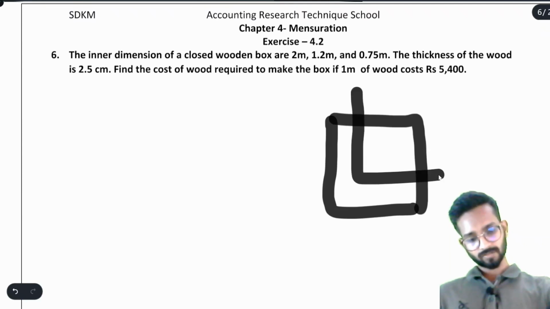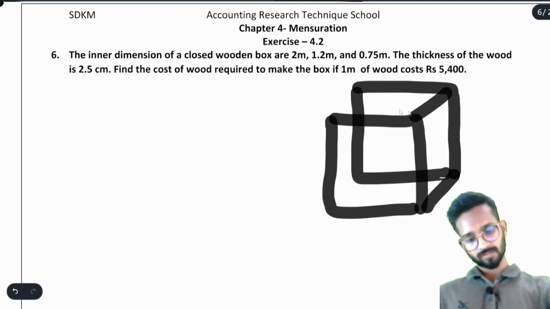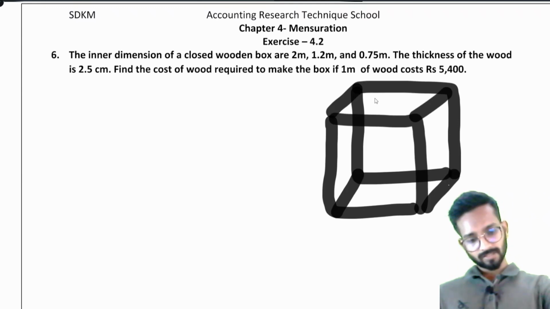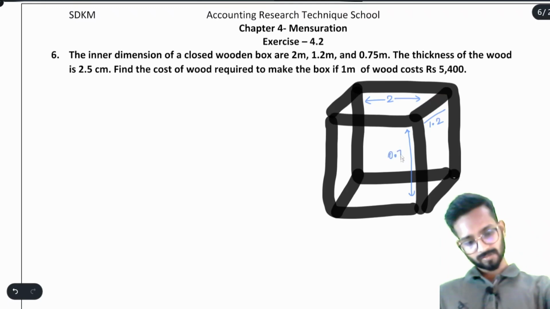Here, again, now this is the closed wooden box. The inner dimensions are given to us: 2, 1.2 and 0.75. So you can say inner dimensions are 2, then breadth is 1.2 and height is 0.75. The thickness of the wood is 2.5.